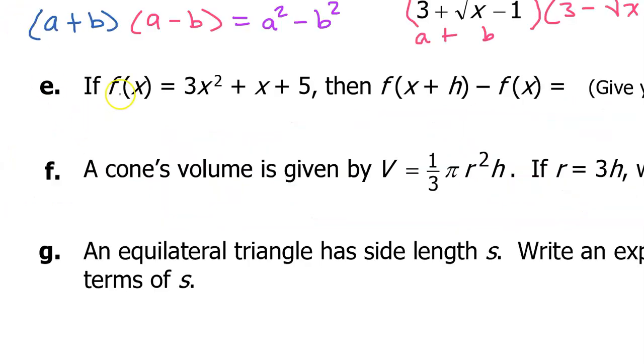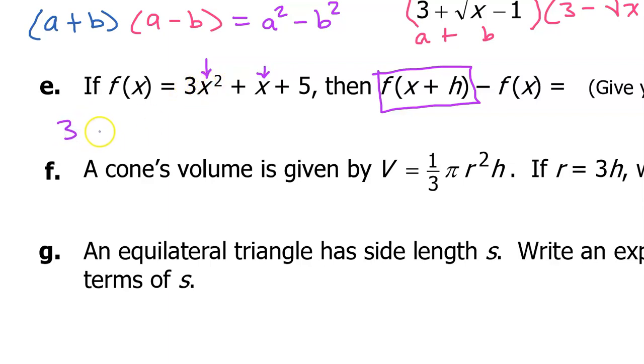Part E, if f of x equals 3x squared plus x plus 5, then what about the expression f at x plus h minus f of x? So let's just do this one part at a time. F of x plus h means take x plus h and substitute it in for all of the x's. So that would be like this.